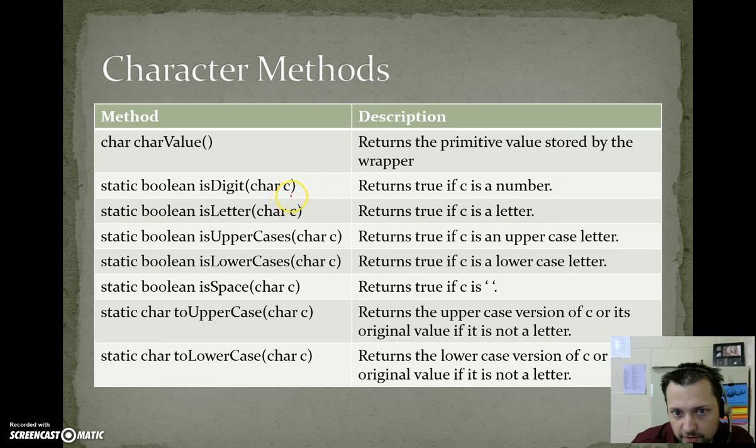isDigit, you send it a char, and it will return true if that char is a number. isLetter tells you if it's a letter or not. isUpperCase tells you if that letter is uppercase or not. isLowerCase tells you if it's lowercase or not. isSpace tells you if it's a space or not. toUpperCase is kind of cool. You send it a letter, it will send back the uppercase version of that letter. If I send it lowercase x, it sends back capital X. If I send it capital X, it sends back capital X. If I send it 9, it sends back 9. toLowerCase gives you the lowercase version of a character.